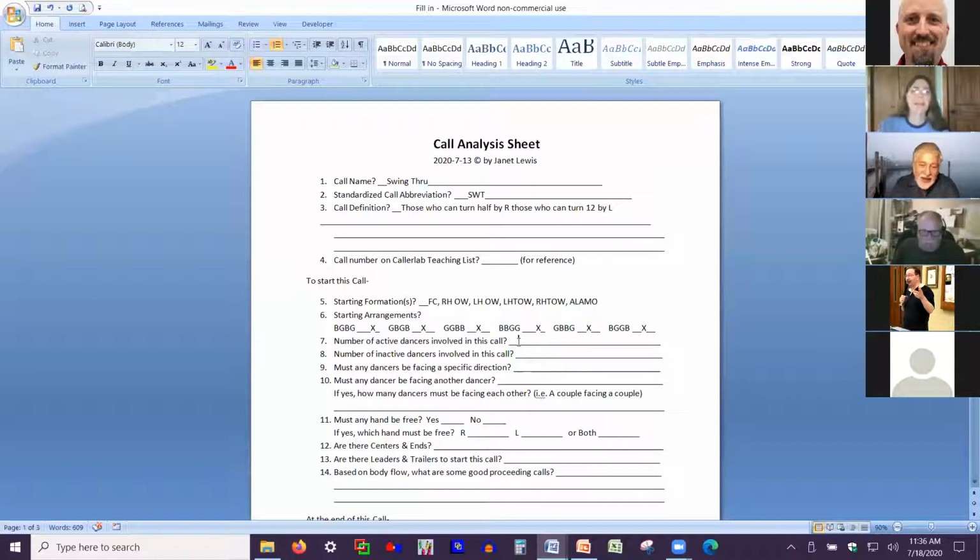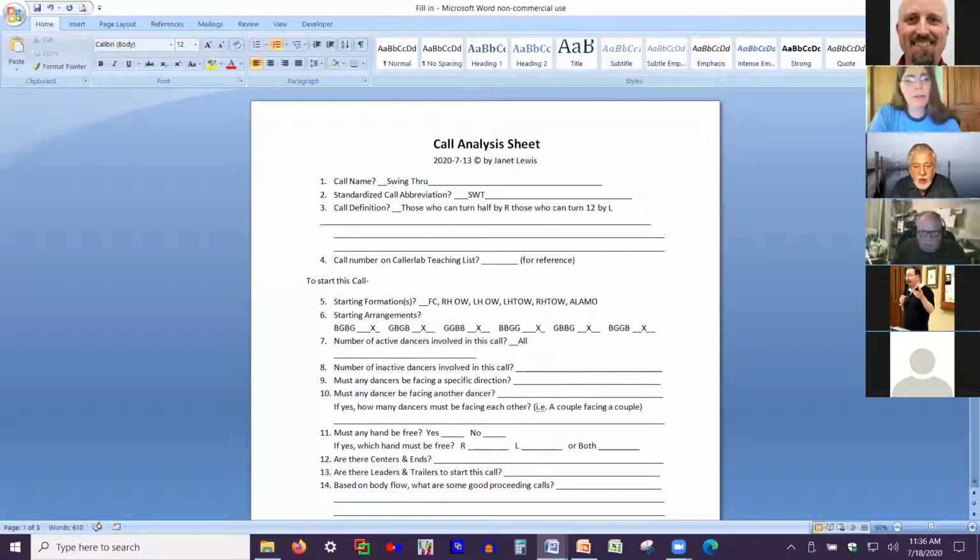Janet, take over. Well, with number 7, the number I would type in here is all, because at the beginning of the call, from any of those formations that we have, well, I guess not a left-handed tidal wave, left-handed ocean wave, all of them wouldn't be moving, would it? Number of active dancers involved in the call. Here, we'll do it this way. All those using right hand.